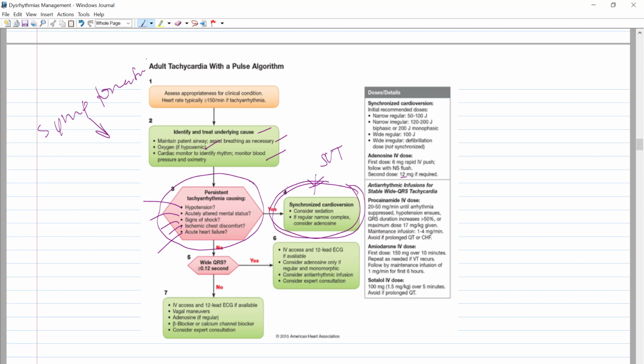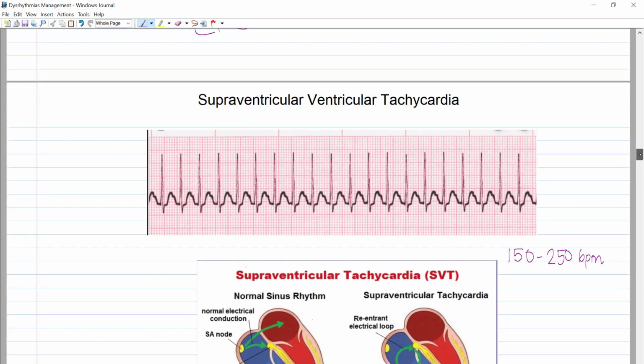And the most common that we give for sinus tachycardia is beta blocker or even calcium channel blocker. And then we consult EPS again. Are we clear on that? Okay. So let's move on to SVT.